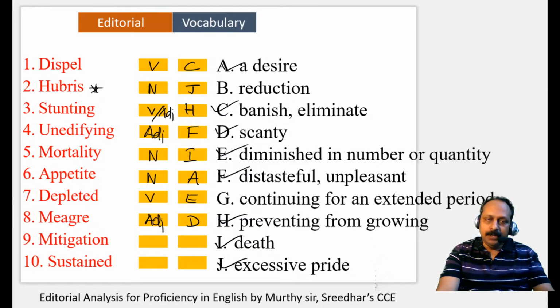Mitigation, mitigate verb. Mitigation, noun. Reduction, mitigate, reduce, alleviate, assuage. So B is the answer. And sustained. Part of speech could be sustained verb. And sustained could be an adjective. What does it mean?